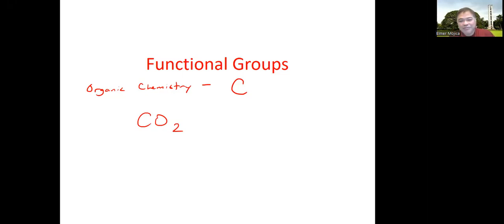CHO4 ba yan? Ha? CHO4. Okay, so usually kapag organic is carbon with hydrogen. Sometimes oxygen. You cannot say it's all carbon, kasi CO2 is not organic. Carbon monoxide is not organic. Carbonates are not organic, and yet they are carbon-containing compounds.